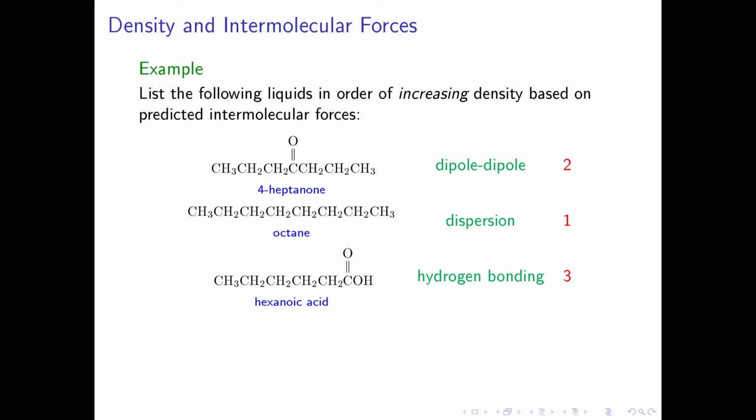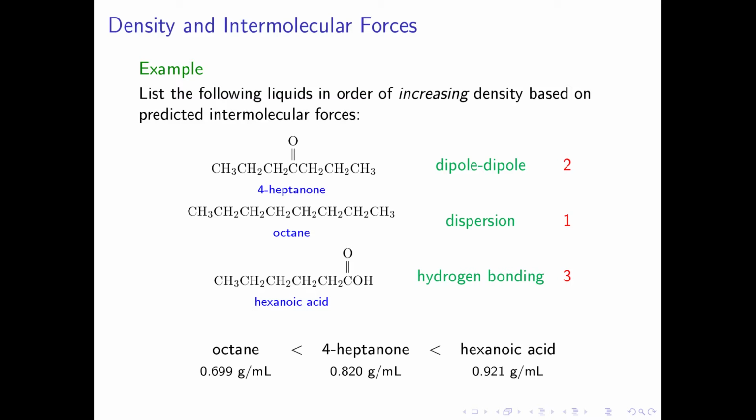Recalling that density increases as intermolecular forces increase, this tells us that octane should have the lowest density, 4-heptanone should have the next highest density, and hexanoic acid should have the greatest density. When we look at the experimental densities, we see that indeed octane has a value of 0.699 grams per milliliter, 4-heptanone has a value of 0.820 grams per milliliter, and hexanoic acid has a density of 0.921 grams per milliliter.